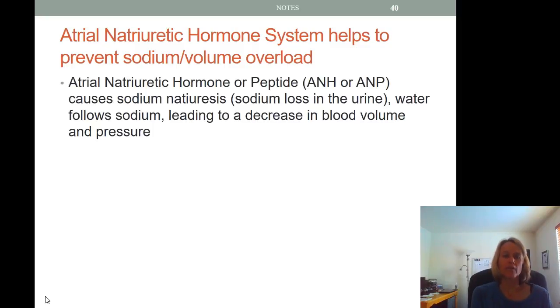Okay, we also have atrial natriuretic peptide or hormone, which has kind of the opposite effect. So this causes sodium natriuresis, or that causes sodium loss in the urine. Water follows sodium, and this would lead to a decrease in blood volume or blood pressure. So this hormone is stored in granules within the atrium. So if they get stretched by volume overload, they'll release this hormone, cause sodium and water excretion.